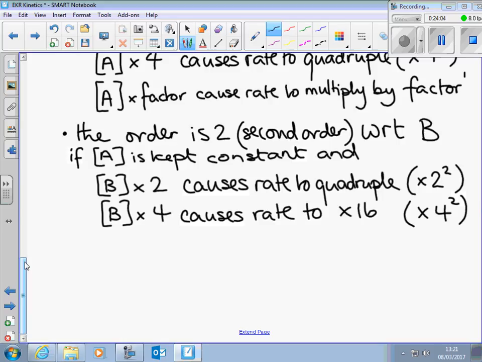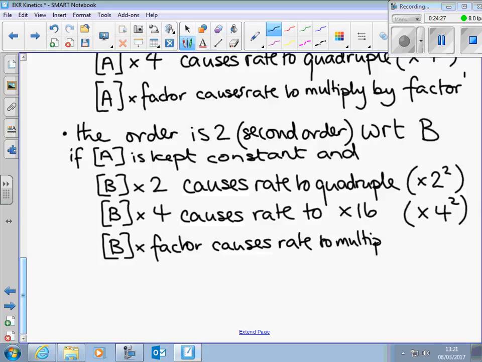Yeah, we're getting there. So similarly, if you just used the word factor like we had for the first one, just so that I want consistency through this. Should be an S on there. Multiplying it by a factor causes the rate to multiply by that same factor, but to the power 2. So that's where the order fits in.